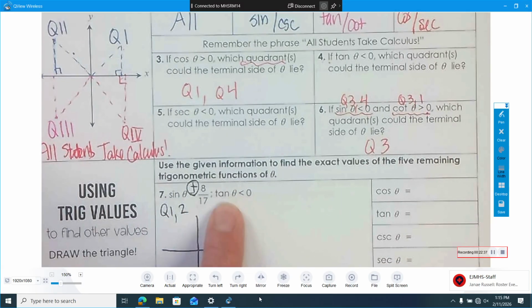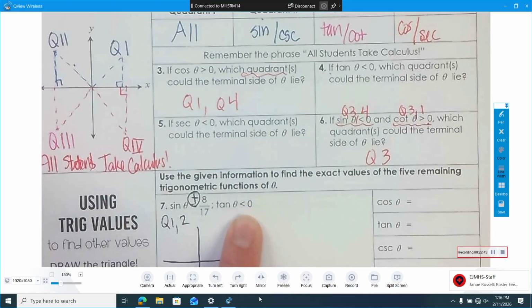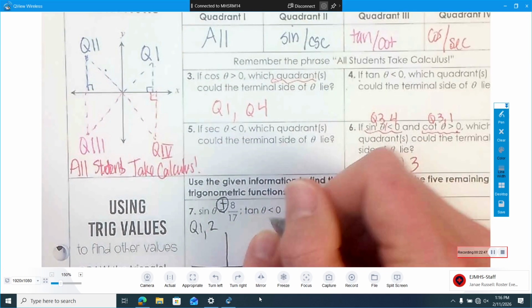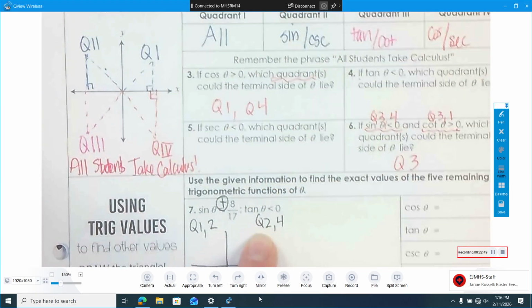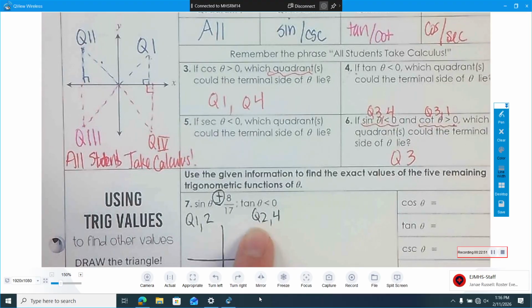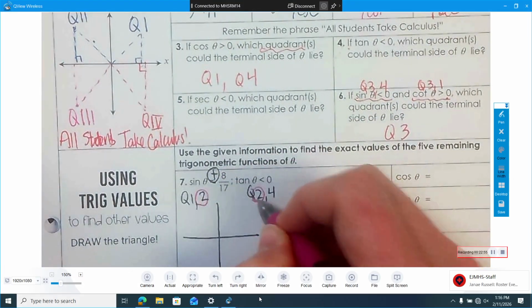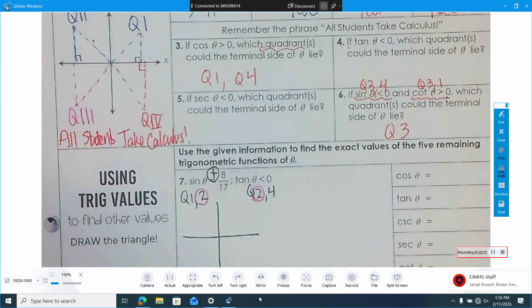But it also says that tangent is less than 0. Where is tangent negative? Yeah, 2 and 4 is where tangent is negative. So that's quadrants 2 and 4. So which quadrant do we need to draw our picture in? Yeah, I got to draw it in quadrant 2. And so that's really important that you can figure out where it goes.